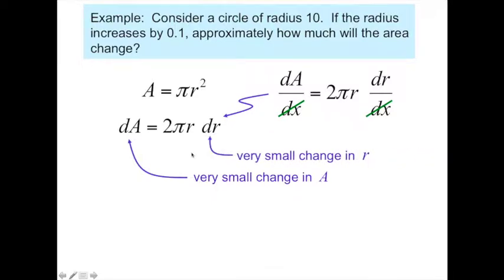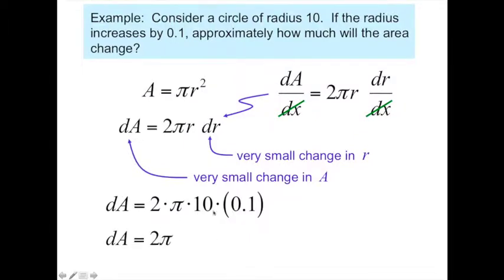So to find that small change in the area, we have 2 times pi times the radius, which is 10, times the change in the radius, which is 0.1. So 10 and 1/10 are reciprocals of each other. So our small change in our area is 2 pi. And that's an approximation. That's not an actual value. So this is the approximate change in area.